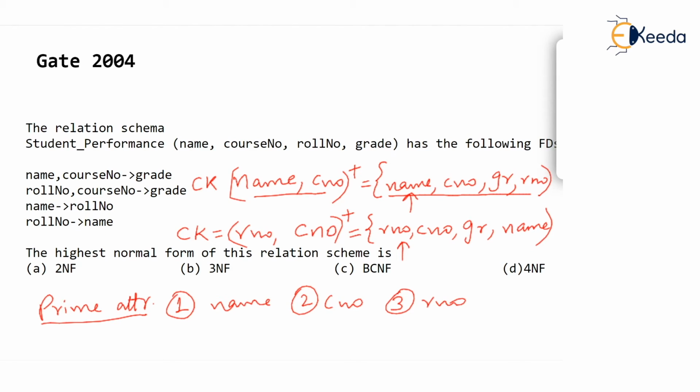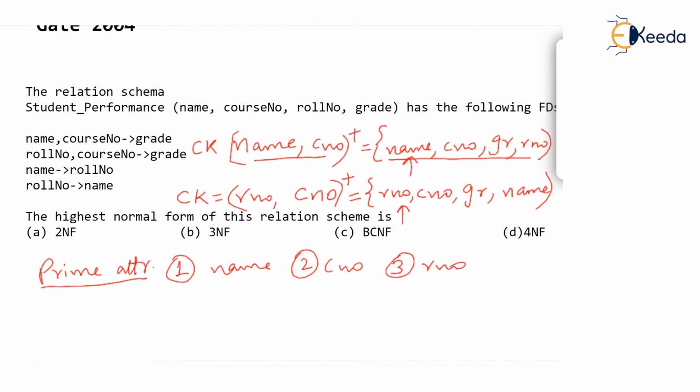Let's check from the highest, BCNF. Now what BCNF says is that if X determines Y, then X must be a super key. That's it. That's the rule. Left hand side must be a super key. Observe the first dependency which I am ticking. Name comma course number determines age. Yes, the left hand side is a super key. Check the second dependency. Roll number comma course number determines grade. Yes, the left hand side is a super key because both these are candidate keys, isn't it?